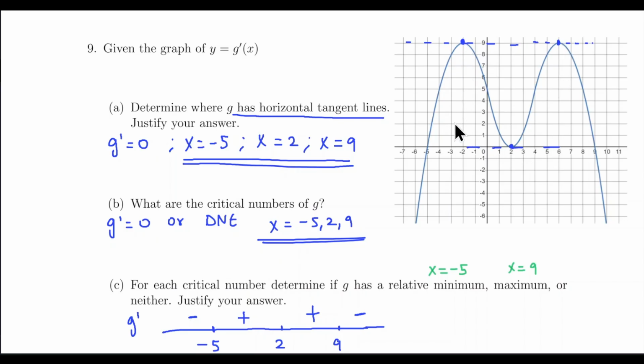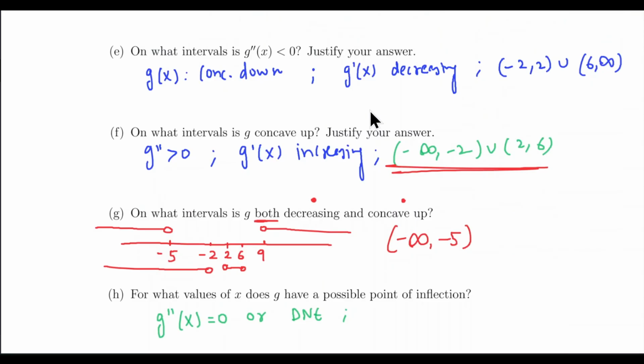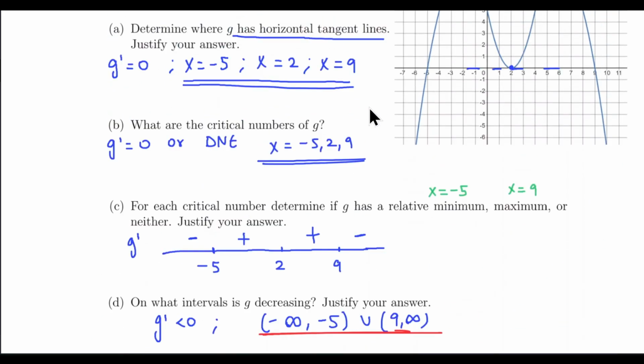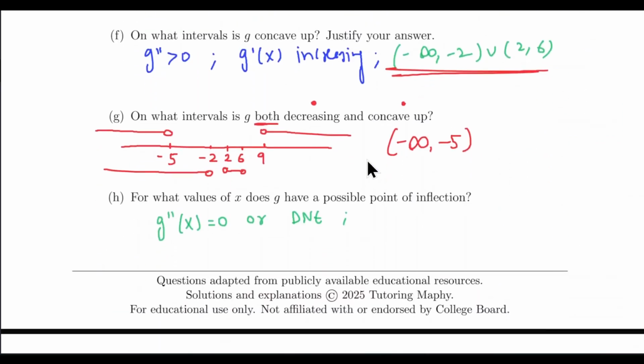Why am I saying possible points? Because I'm not really checking whether G double prime is changing its sign or not. Although this is a little weird question because they don't really ask about possibilities, they just ask whether it is or not. But to be precise, these points actually are inflections. If you notice carefully, in this portion G prime is increasing, which means G double prime is positive. Then this is decreasing, so G double prime is negative, and then increasing, and then decreasing. So actually -2, 2, and 6 are the points of inflection.